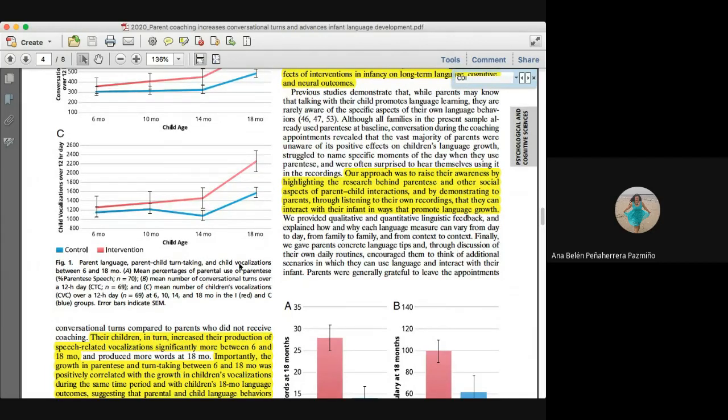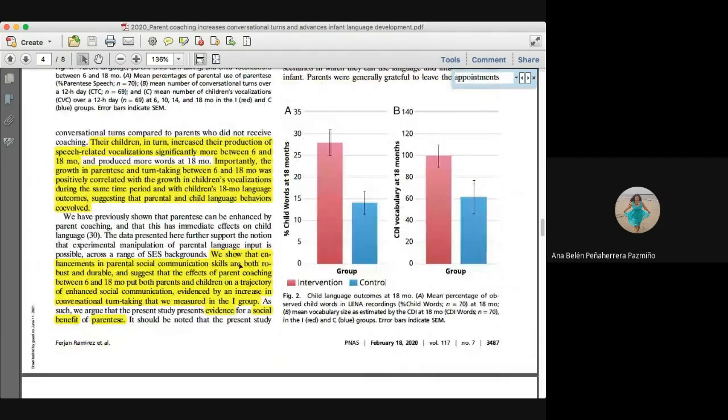Also, they measured with software and algorithms called LENA. The LENA recorders, then they use an algorithm to count the words that the baby vocalizes. And here you see that the percentage of child words at 18 months is superior. This percentage is higher in the intervention group than the percentage of child words in the control group.